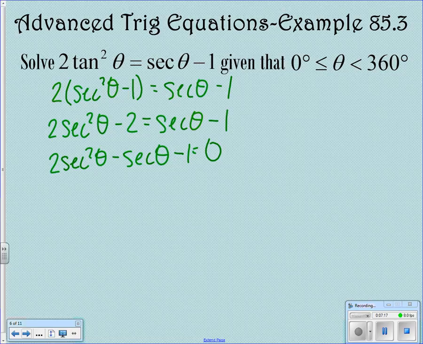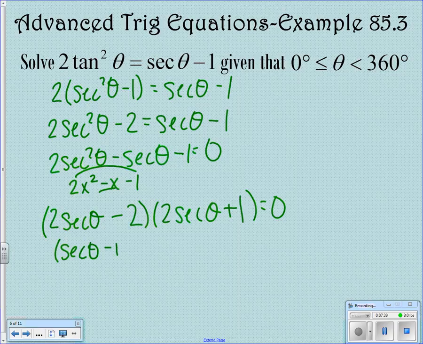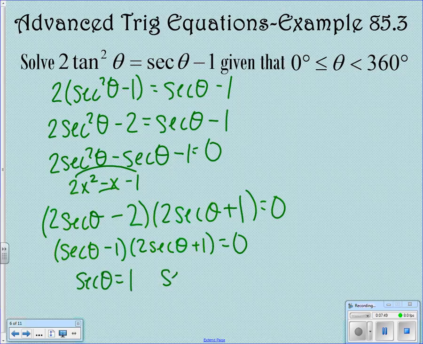And again, this is going to factor the same way that 2x squared minus x minus 1 would factor. So we're going to have 2 secant of theta, 2 secant of theta. We're looking for what will multiply to give us a negative 2 and add to give us a negative 1. So negative 2 and a positive 1. So this first one will reduce, and the second one won't. So now we solve them. Secant of theta equals 1, or secant of theta equals negative 1 over 2.